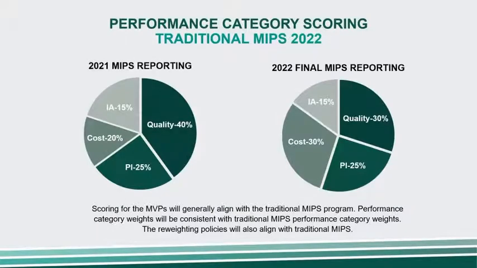And here's another overview of the performance category scoring for traditional MIPS in 2022. And scoring for MVPs will generally align with the traditional MIPS program, and performance category weights will be consistent with traditional MIPS performance category weights, and the reweighting policies will also align with traditional MIPS.